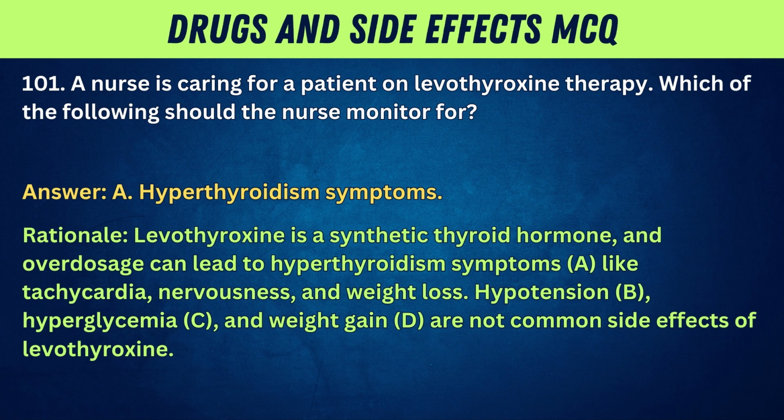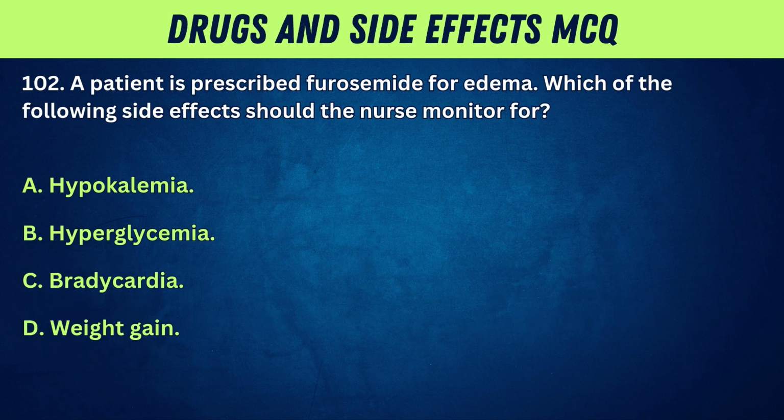Rationale: Levothyroxine is a synthetic thyroid hormone, and overdosage can lead to hyperthyroidism symptoms like tachycardia, nervousness, and weight loss. Hypotension (B), hyperglycemia (C), and weight gain (D) are not common side effects of levothyroxine.